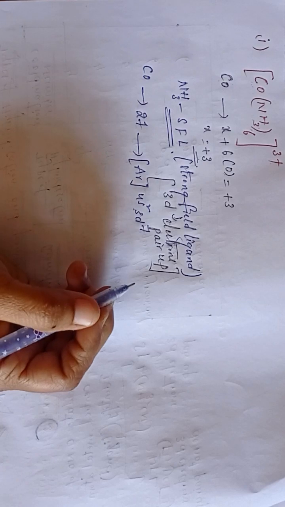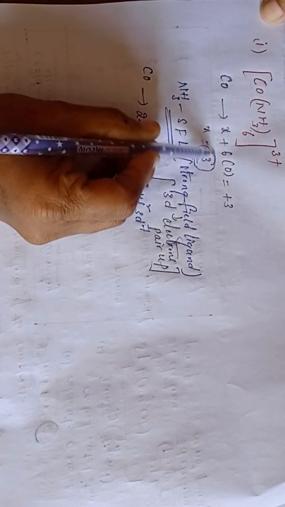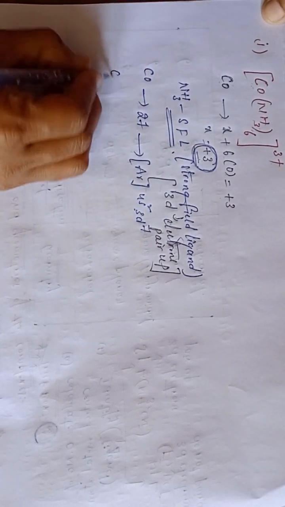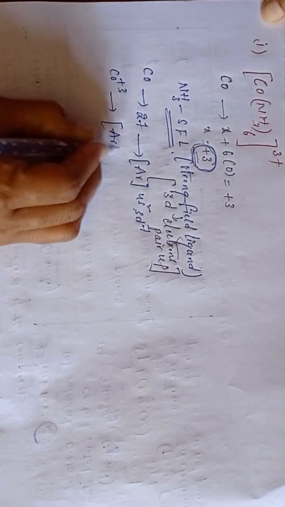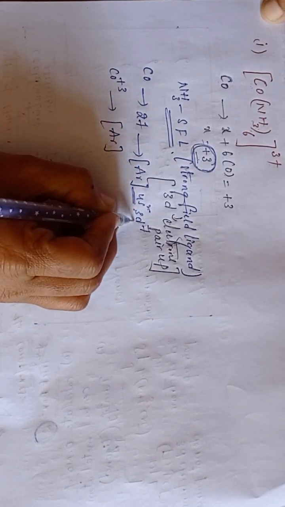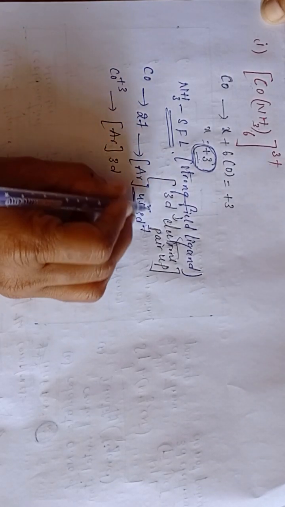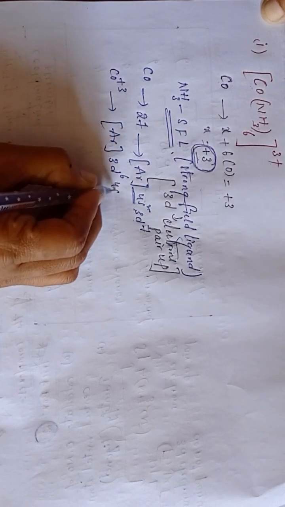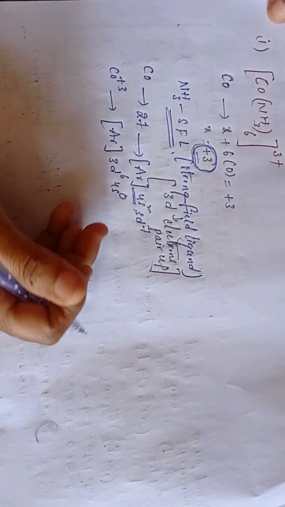So this is the electronic configuration of cobalt, but here how many electrons are lost? 3 electrons lost. That's why it is Co plus 3. From the valence shell, 2 electrons are lost, and 1 more electron it loses from 3d. So its electronic configuration is 3d6, 4s0. Correct? This is the electronic configuration 3d6 4s0.